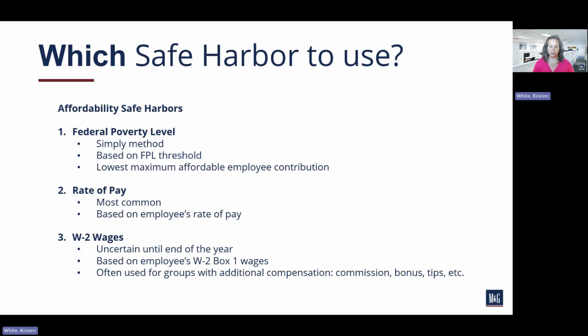Lastly, check the W-2 Wages Safe Harbor. This is a similar concept to the Rate of Pay Safe Harbor, but it takes into account all compensation for the calendar year. For some, that can be more generous, but the outcome is uncertain until the end of the year once W-2 income is known.